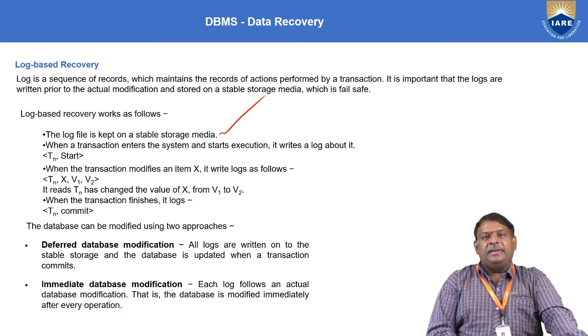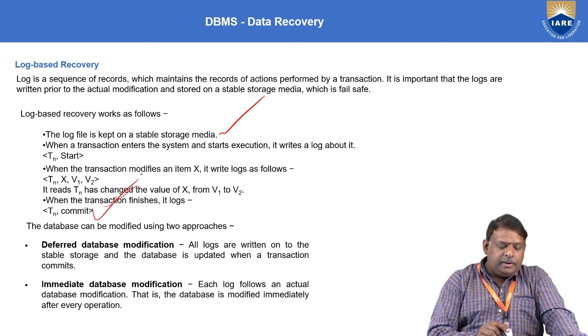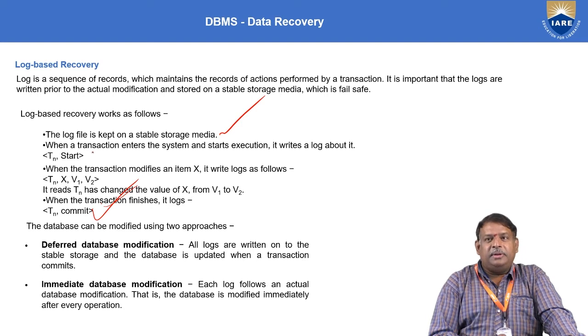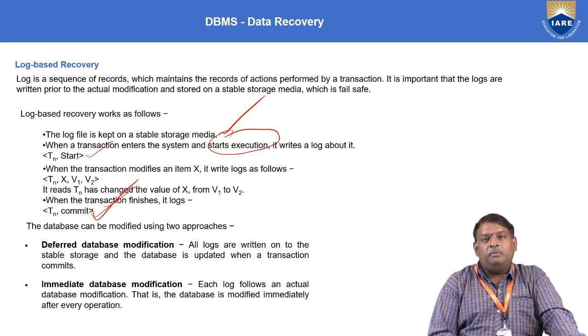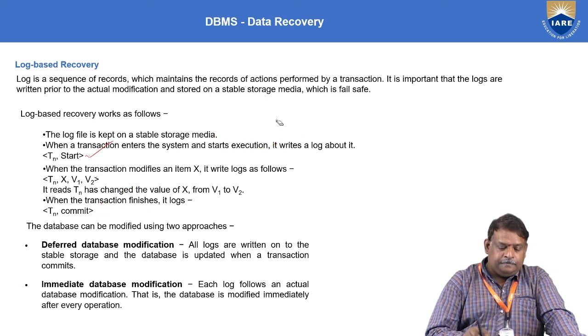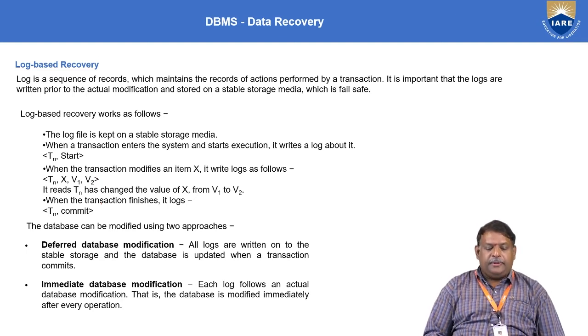It reads that TN has changed the value of X from V1 to V2. When the transaction finishes, it logs TN commit. So the transaction starts execution with TN start and ends with TN commit. In between, it writes that the transaction is trying to modify the data item X from V1 to V2. This is log based recovery.